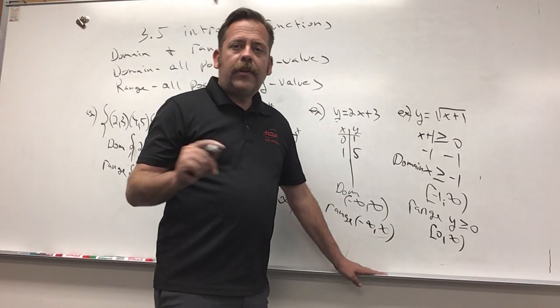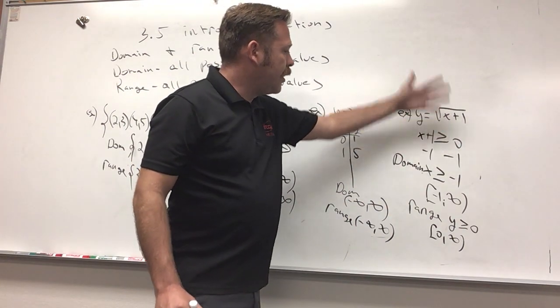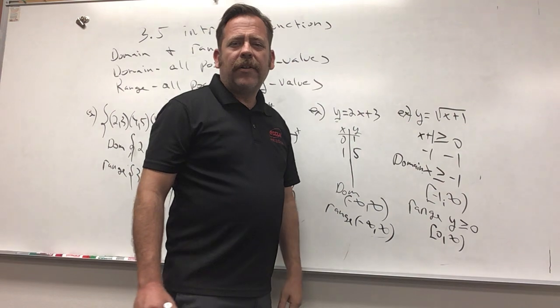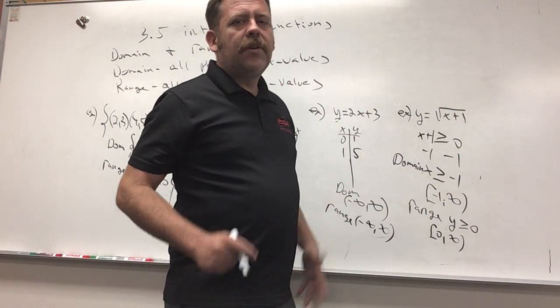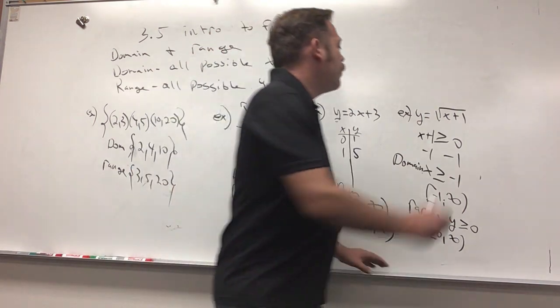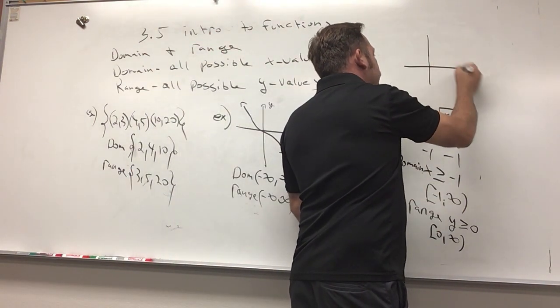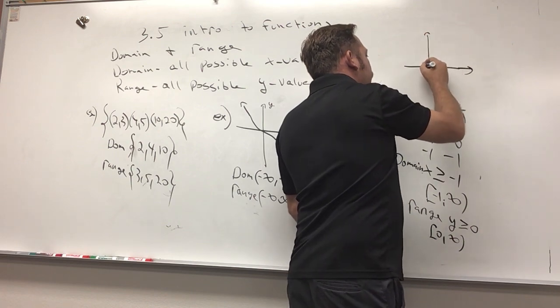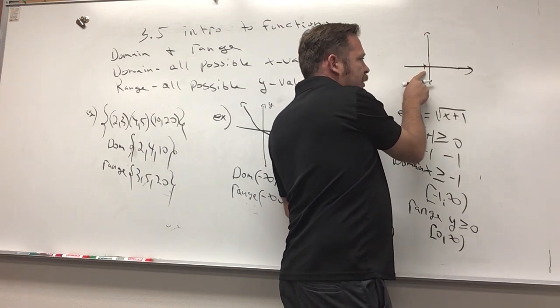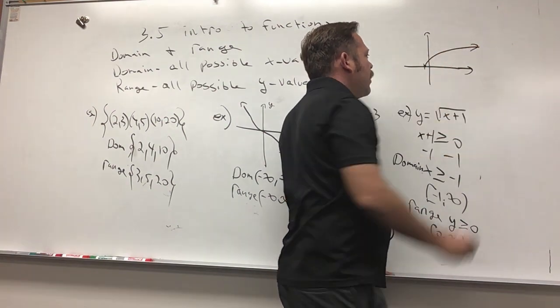Now, another way you can find domain and range from here is by graphing this in your calculator. We're going to learn how to graph these by hand a little later on. You can always use a T-chart to graph by hand. But if you were to graph this one in a calculator, it would look like this. It would have an endpoint right here that's one space to the left and on the x-axis, and it would go up and forever to the right.